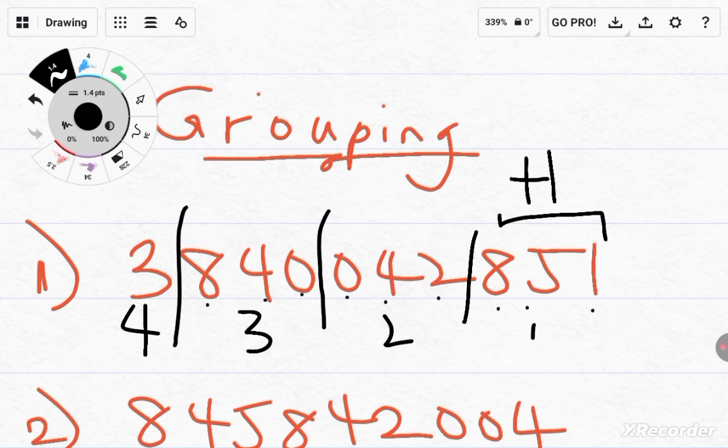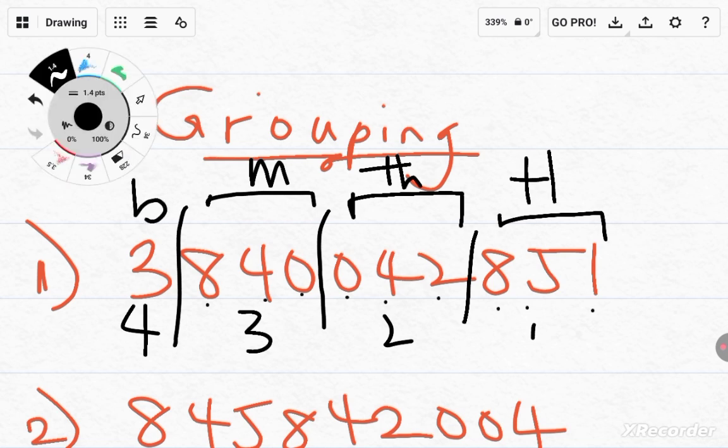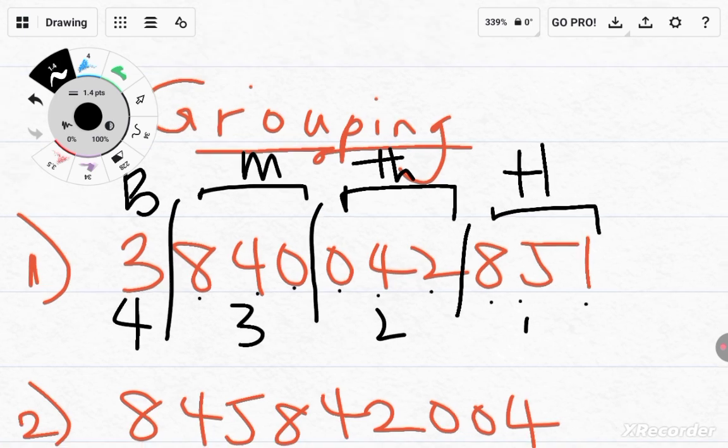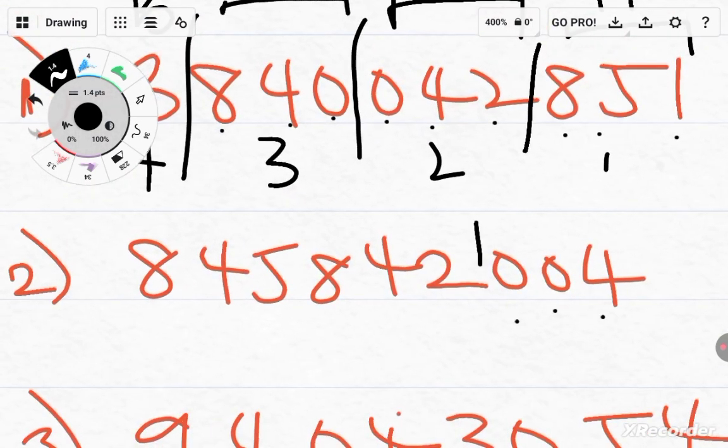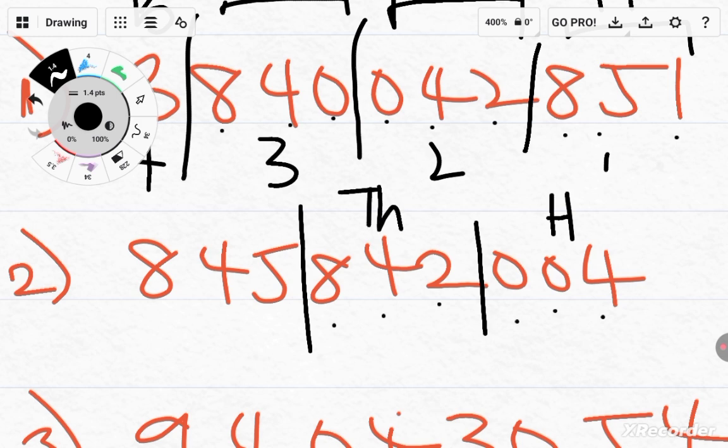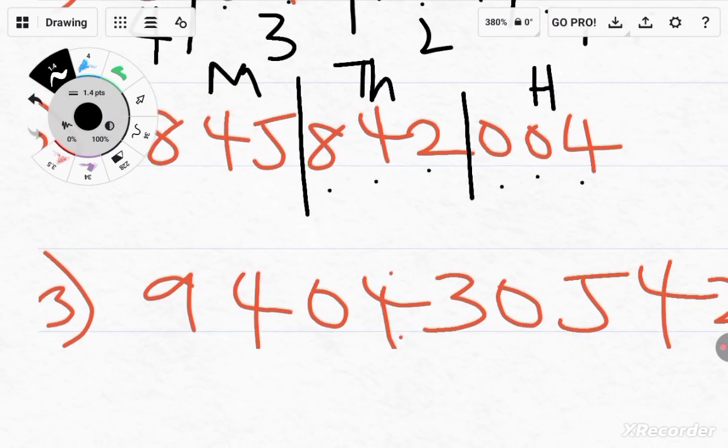You start labeling from behind. This group is hundred. What's the next thing? Remember, thousand. Then from thousand, what's the next thing? Million. From million, what's the next thing? Billion, which is the letter B. So let us do this again. You divide into groups of three. So what would this be? This would be hundred. After hundred, what's the next group? Thousand. After thousand, what's the next group? Million.